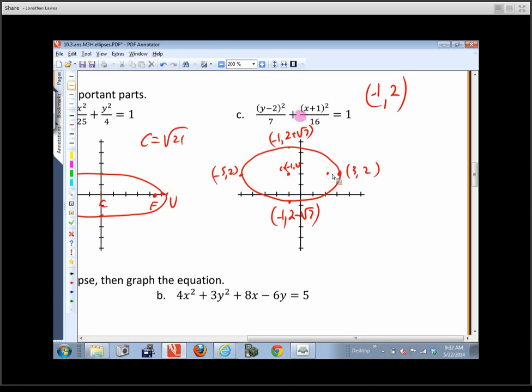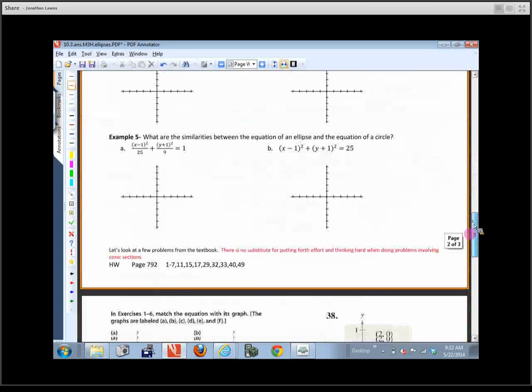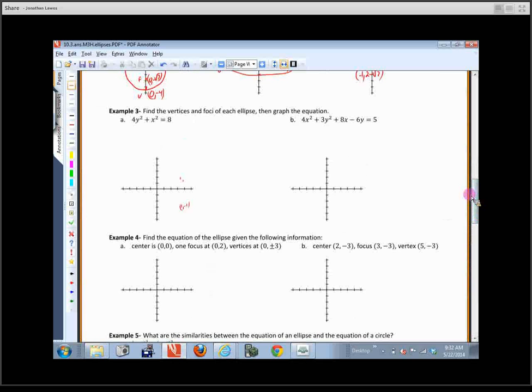And then this is kind of cool. 16 minus 7 is 9. So what's C? What's the distance from the center to the focus? 3. Okay, so if I go forward 3, that's going to be 2, 2. And if I go back 3, that's going to be negative 4, 2. So this is very typical. Most of the time you're going to end up with a radical in there somewhere. Any questions? Okay, let's take a look at these last couple. We got a few more to take a look at, and then I've got a few from your assignment that we can look at.